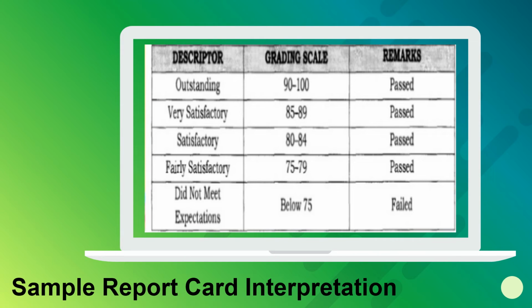Now, how to interpret the general average of a student? We have descriptors for every grading scale. 90 to 100, that is outstanding, with remarks of passed. Very satisfactory for 85 to 89. Satisfactory for 80 to 84. Fairly satisfactory for 75 to 79. And did not meet expectations is the descriptor for below 75, which has remarks of failed.